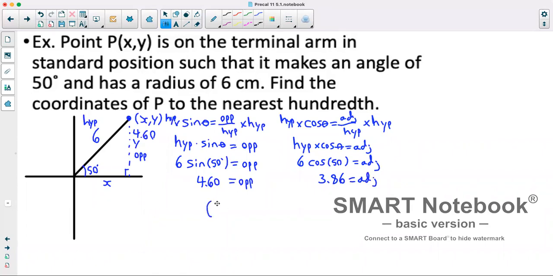Writing this as a coordinate would be 4.60, comma 3.86.